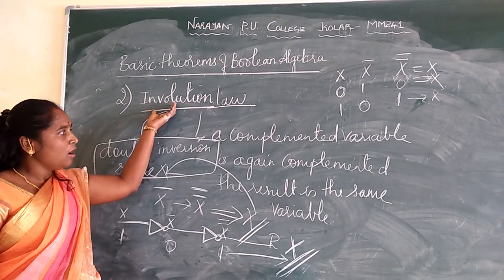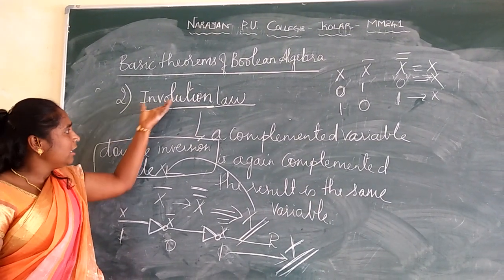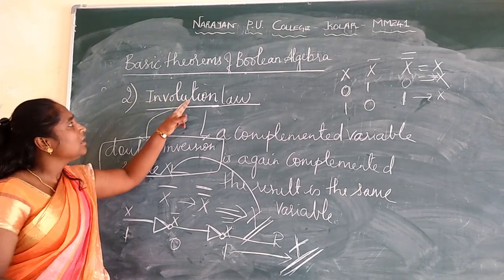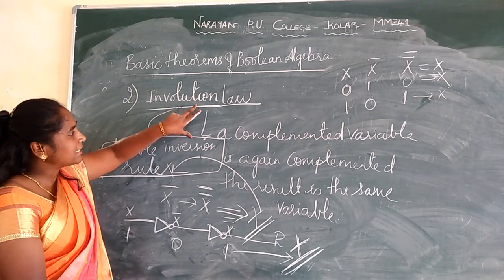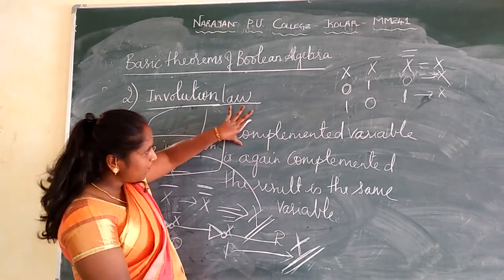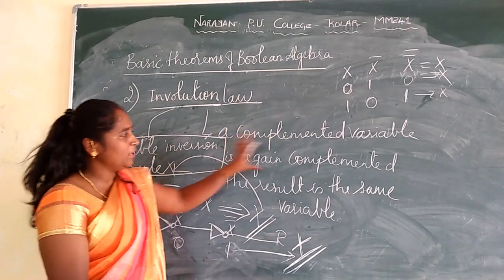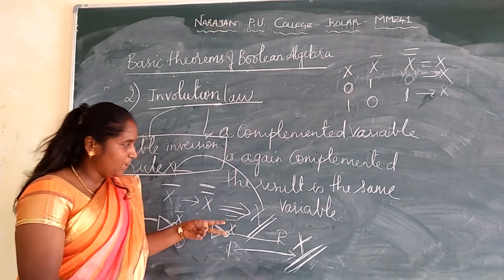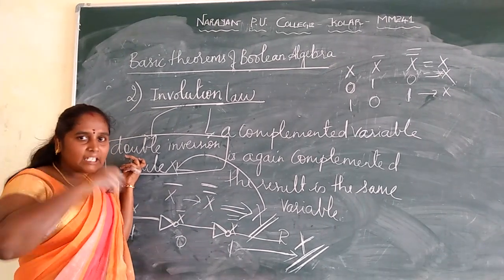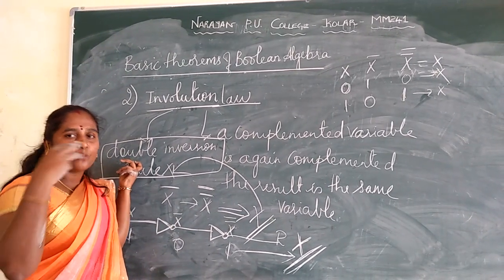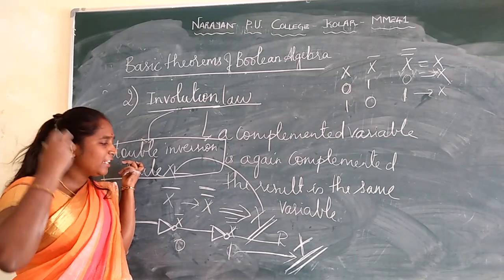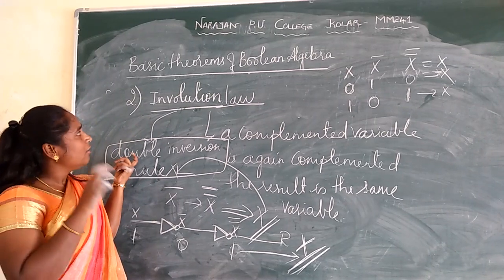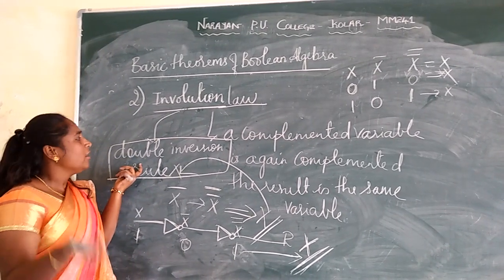Involution law, once again, is a very important law. It comes for 2 marks or 3 marks. Involution law is nothing but: a complemented variable is again complemented, and you get the same variable. Twice you complement a variable, you will get the original value. In other terms, a variable that has been complemented twice gives you the original value. In a one mark question, it can be asked: which law is called the involution law?